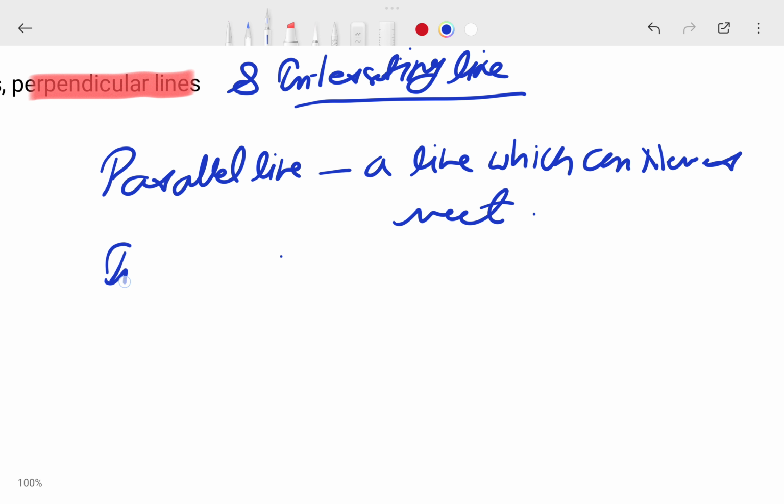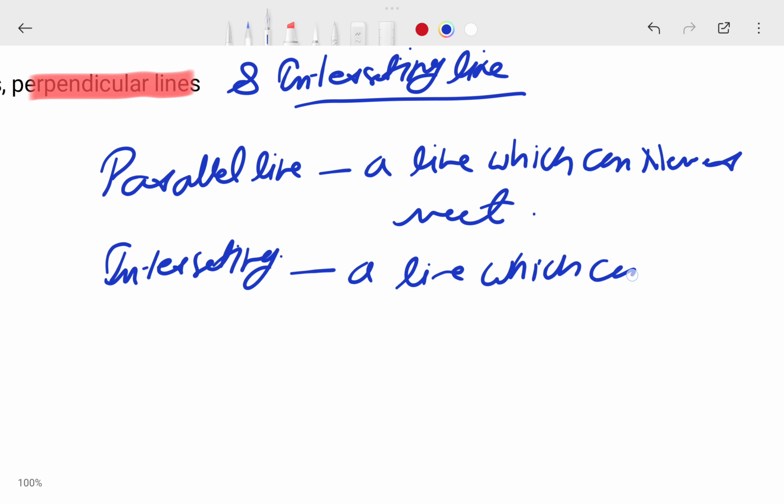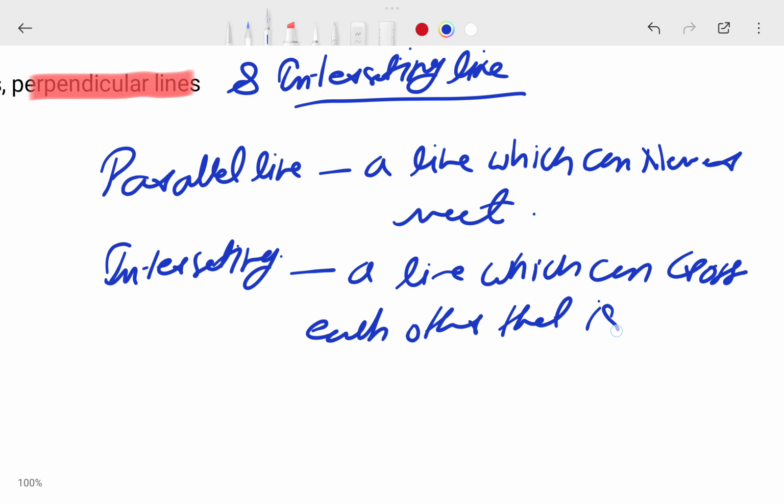Okay, now you can write like that. Intersecting line means a line which can cross each other. That is the intersecting line. You can write like that.